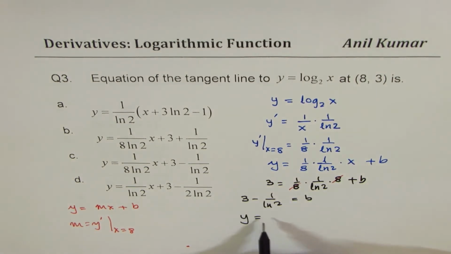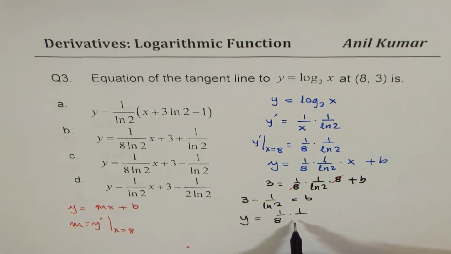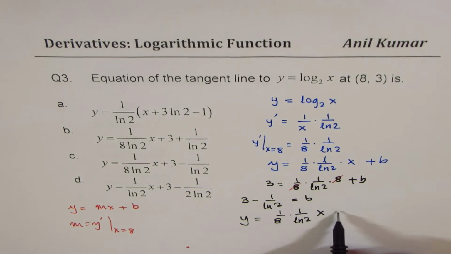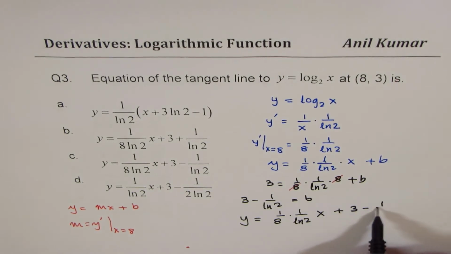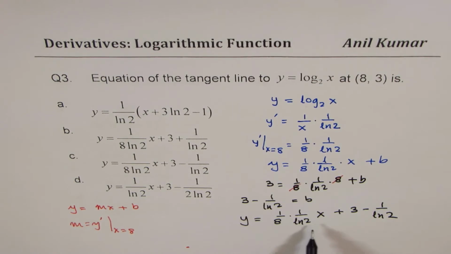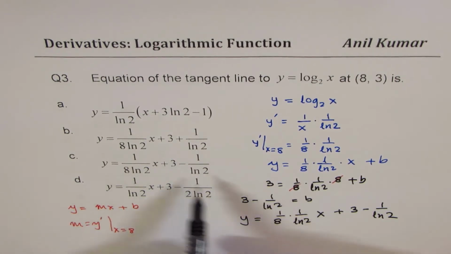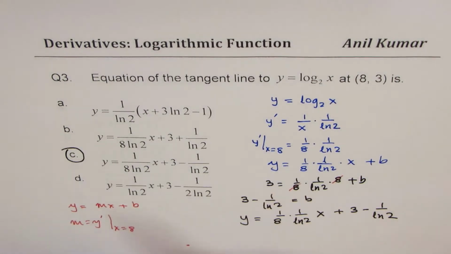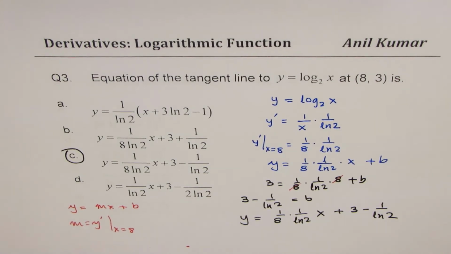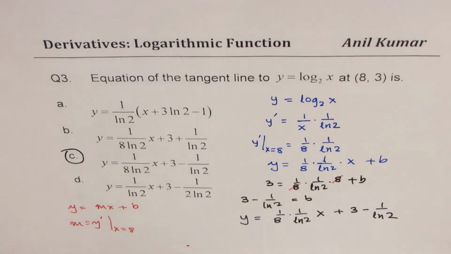So that is the y-intercept. And so the equation is the slope 1 over 8 times 1 over ln 2 times x, and the b value is plus 3 minus 1 over ln 2. So which one does it match with? So this is the one which matches. Correct? So let's move forward and do some more practice questions.